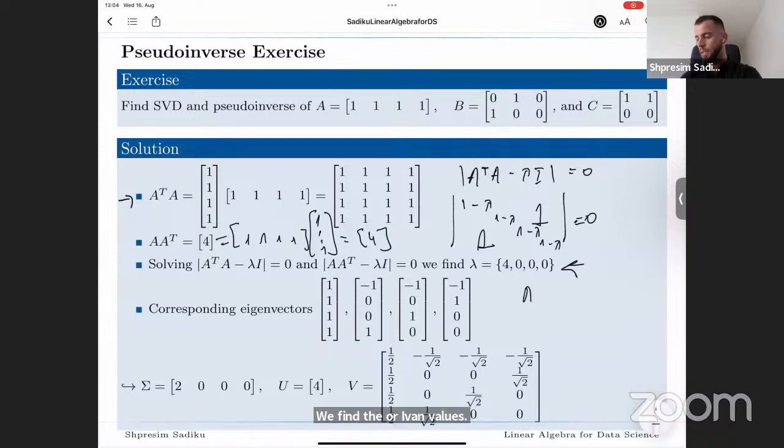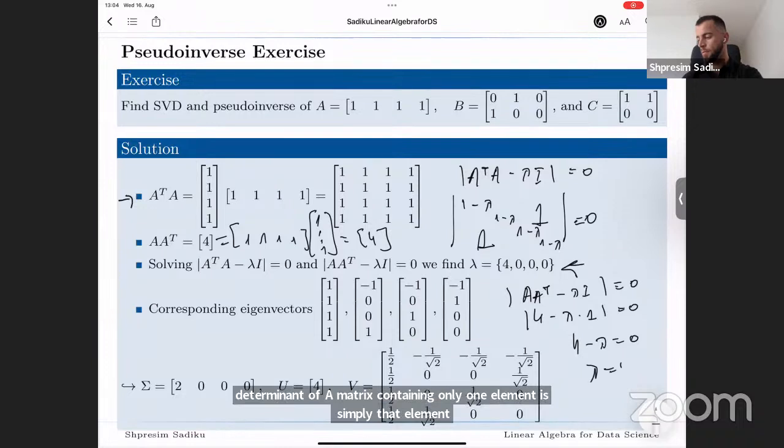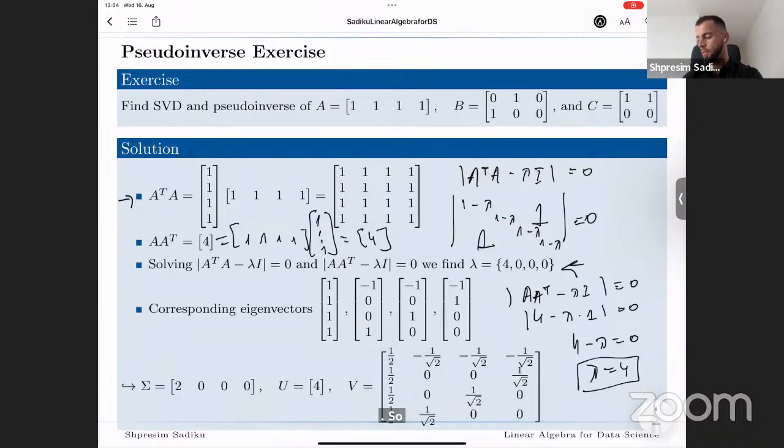So for A transpose, I think it is simpler to do because we have just one element. So we would have 4 minus lambda times 1. The determinant of a matrix containing only one element is simply that element. So 4 minus lambda equals 0. So this would simply give us one of the eigenvalues, which is 4.